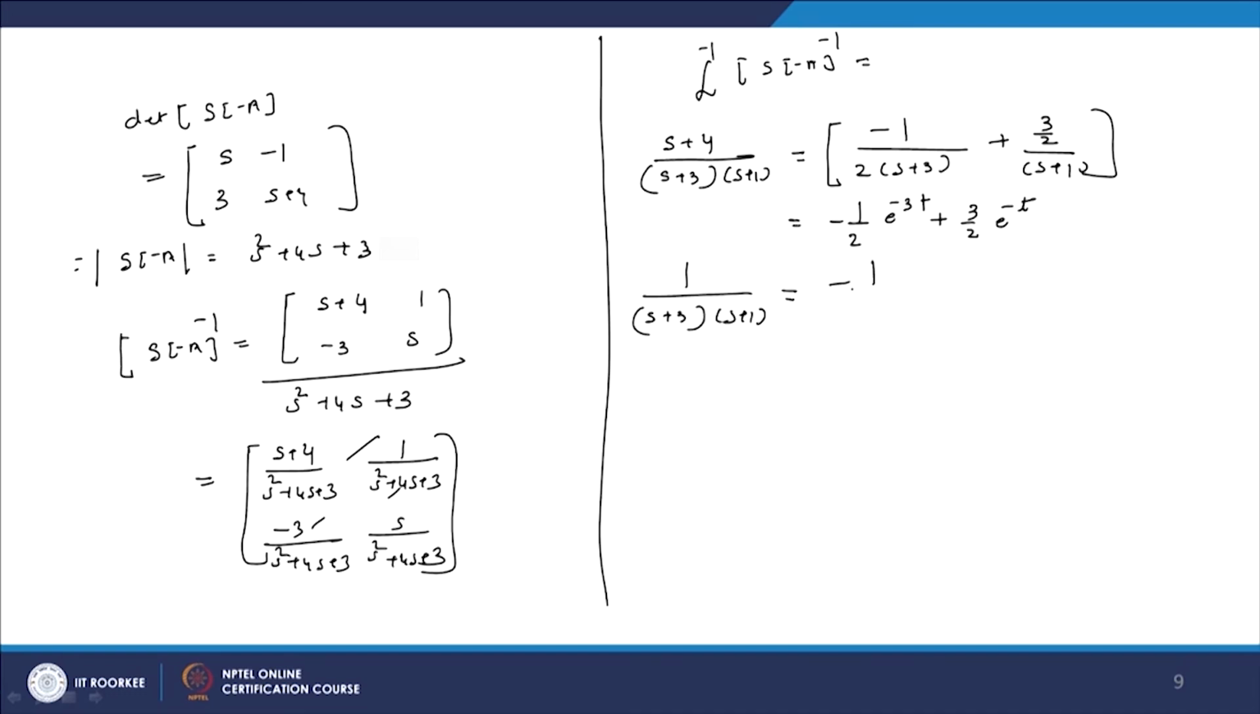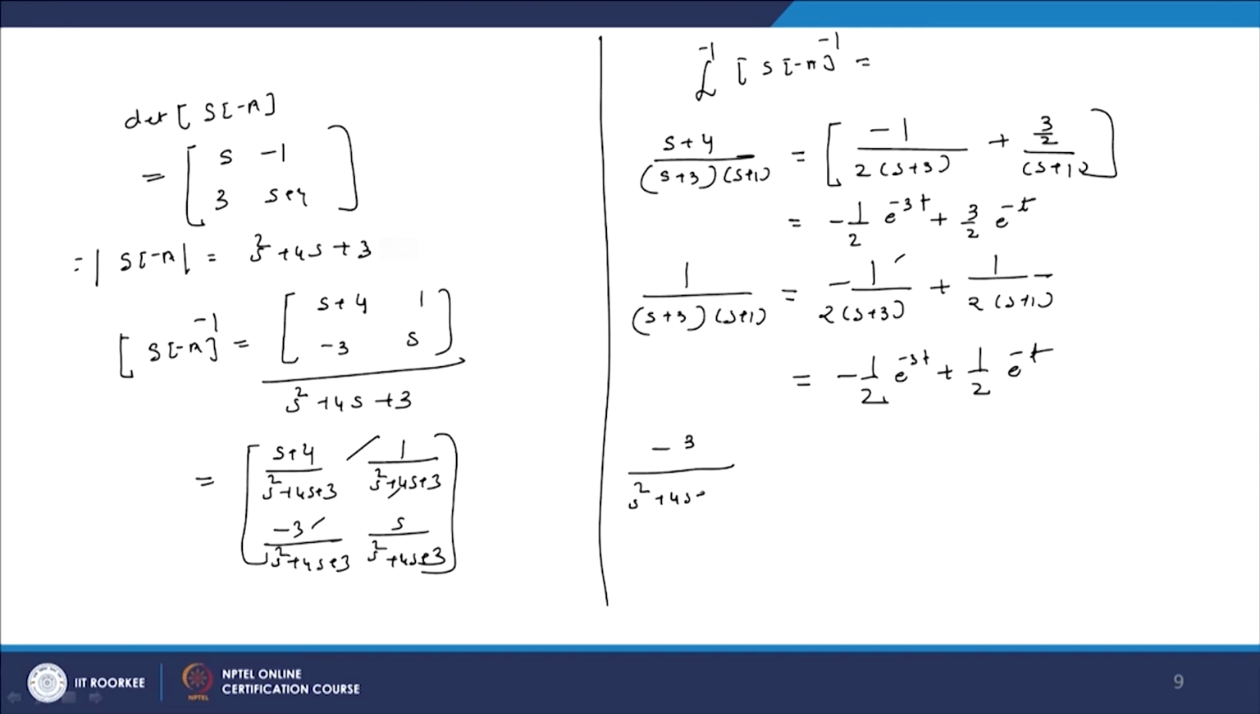This can be written as minus 1 by 2 (s plus 3) plus 1 by 2 (s plus 1), and after solving this we will get 1 by 2 e raised to minus 3t minus 1 by 2 e raised to minus t. That is, we have come into partial fraction expansion like this, and then we have taken Laplace inverse and we have got this.